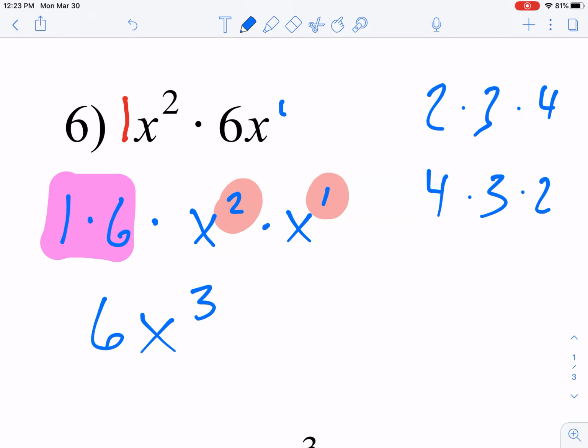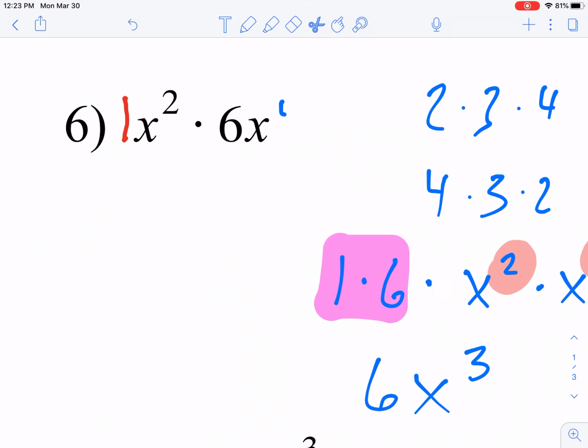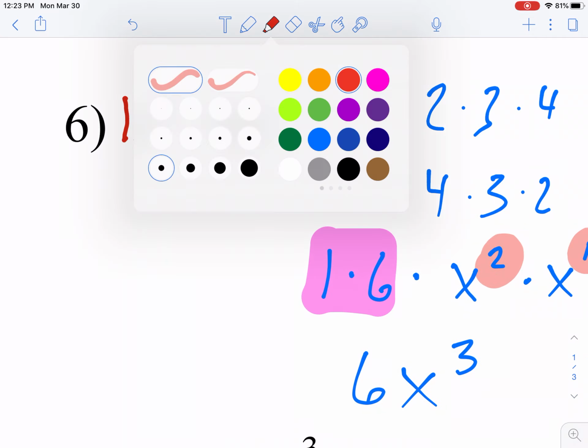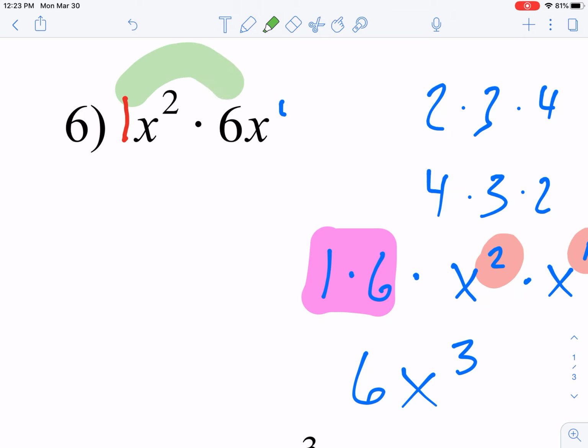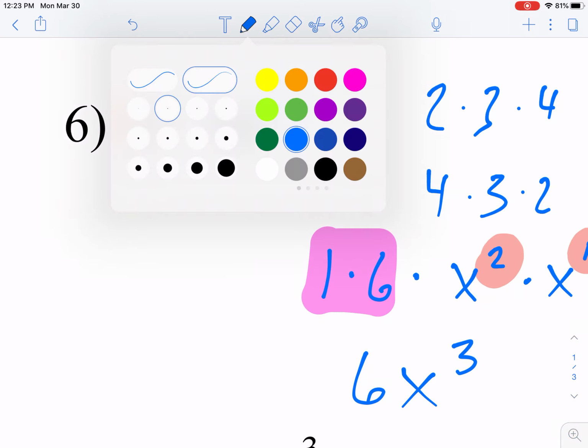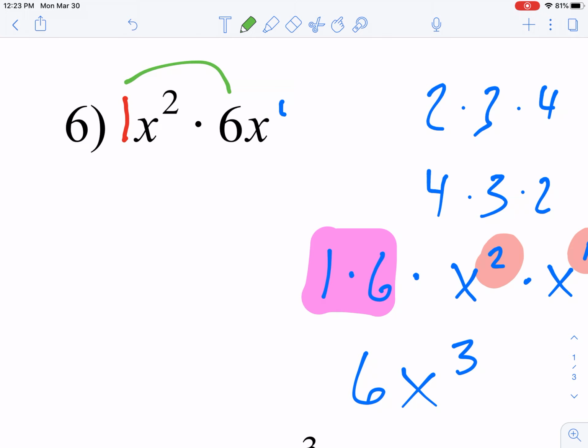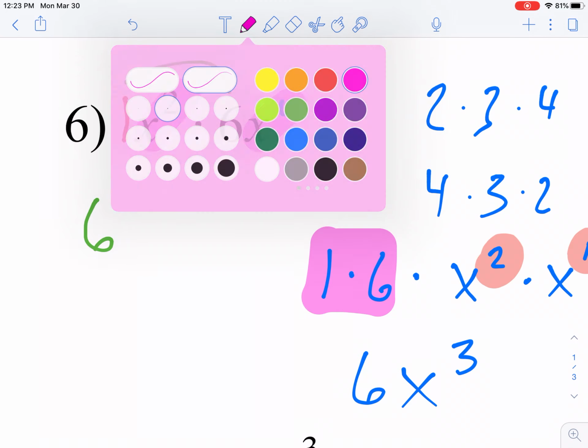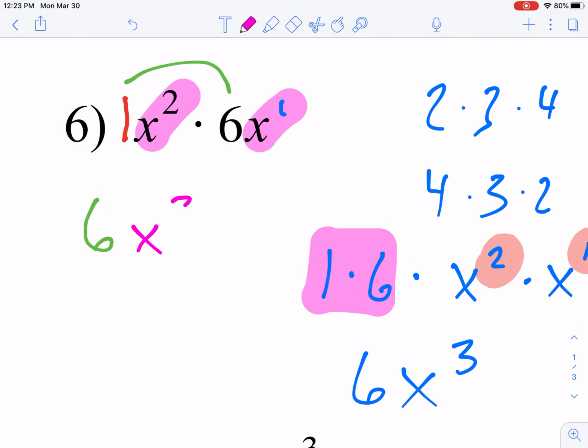The easiest way to do this, in my personal opinion, is if you understand that you can break it down like that, then all you really have to do is say, okay, well, 1 times 6 is 6. And then if we look at this, this is going to become x to the third, because 2 plus 1 is 3. Again, see how I broke it down? I still end up with the same exact answer.